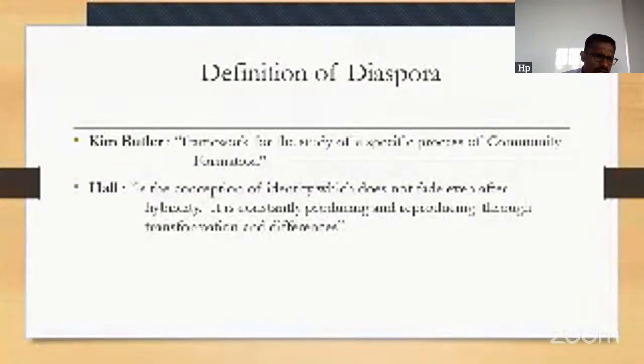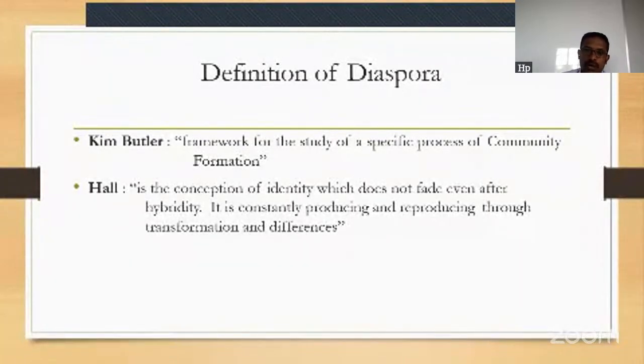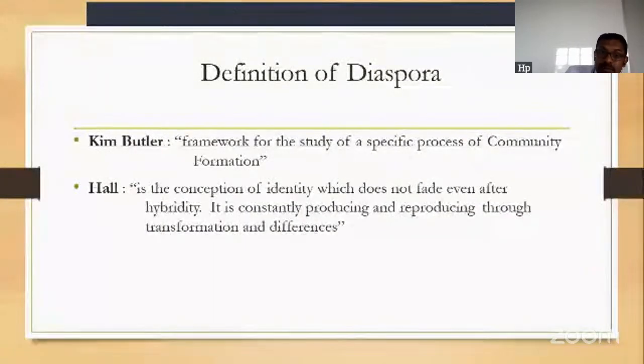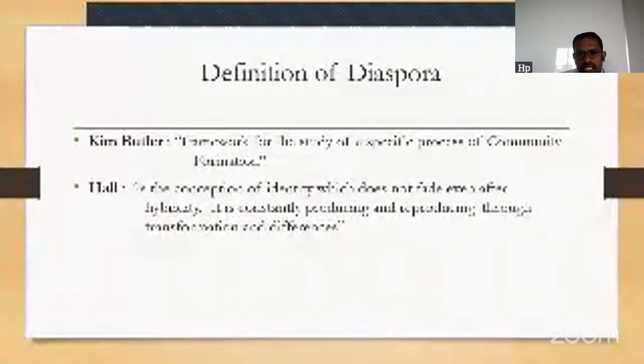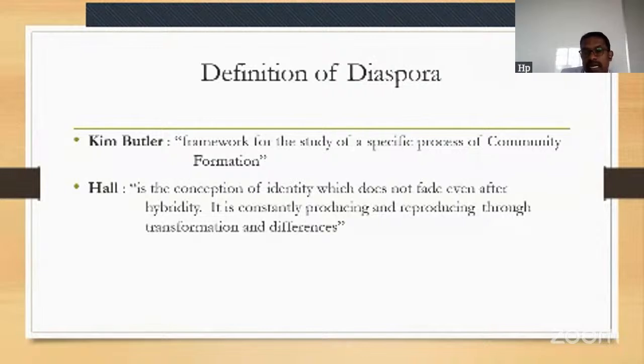And another author, Hall, says that it's a conception of identity which does not fade even after hybridity. So people in the US, Australia, Singapore, Malaysia, even though they work there, say that we belong to India, we belong to Kerala, we belong to Bihar, we belong to West Bengal. It is a conception of identity which does not fade even after hybridity. It is constantly produced and reproduced through transformation and differences, so it is changing and evolving. The diaspora term is evolving because it is a new concept, and with transnationalism the political, economic and social constraints are high.